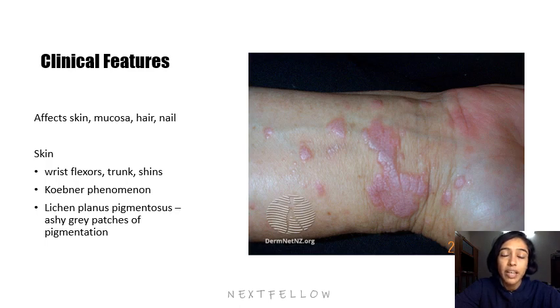In this type, there are flat patches of pigmentation. These are not so much purple, but more ashy gray pigmentation. This usually covers the face and the neck. So that's one particular type, lichen planus pigmentosus.